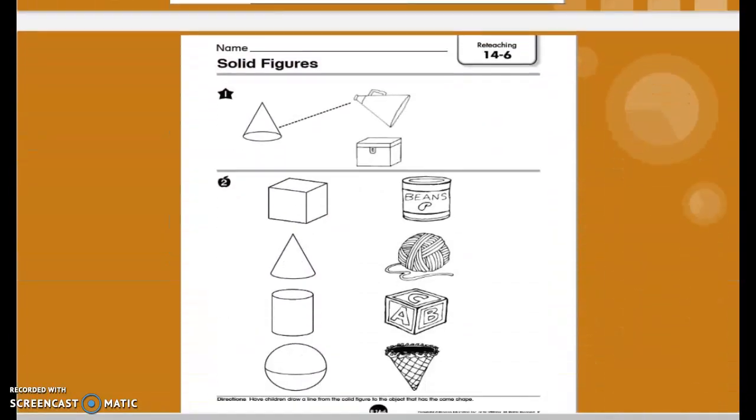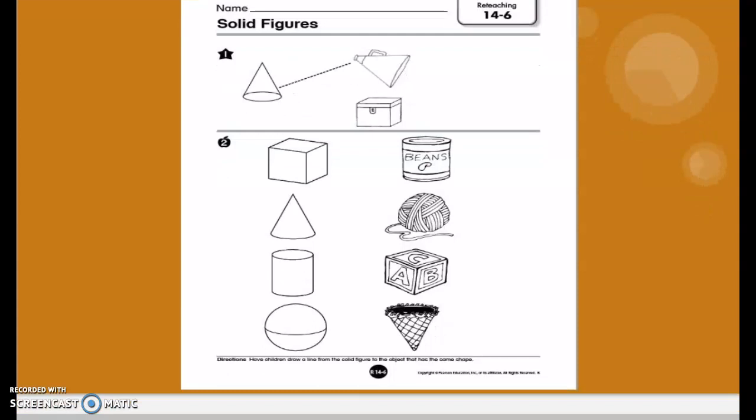For our next page, they want us to draw lines to identify each. So just like the very first page where they did this example for us, they did number one, and they said, this is a cone. Which one has the same shape as a cone? So all they did was draw a line. And that is what you do for number two.